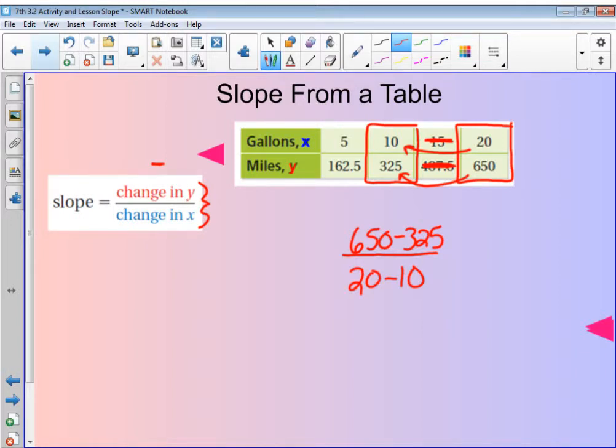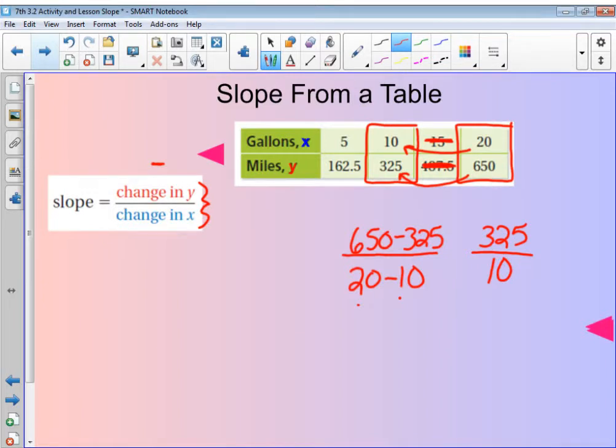So if I do 650 minus 325, and of course I could use a calculator if I needed to, it's going to give me 325, over 20 minus 10, which is going to give me 10. Now I'm not going to punch in 325 divided by 10. If I was doing the rate in decimal form, yes, I could do that, but they want to know the slope of the line, so I have to leave it as an improper fraction.